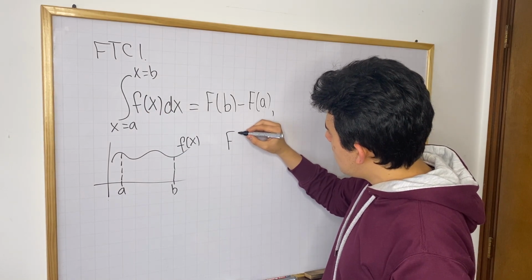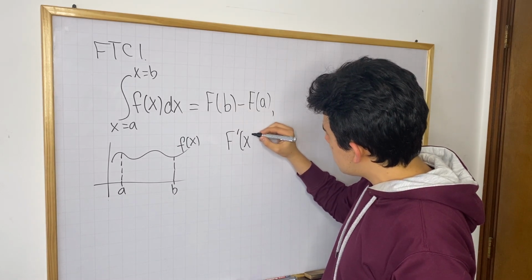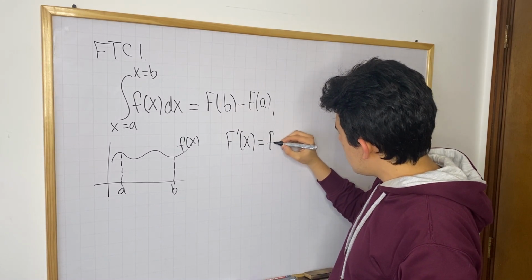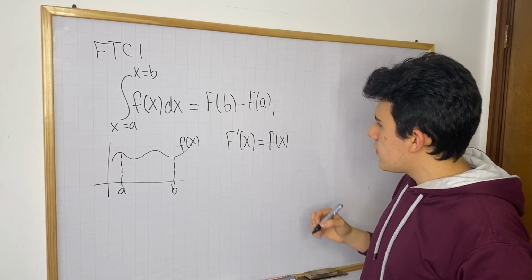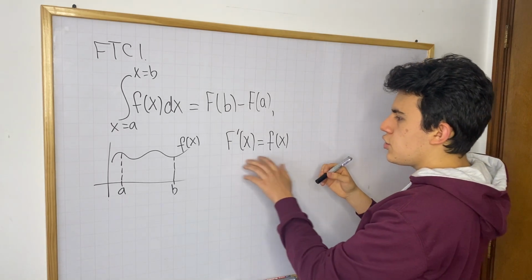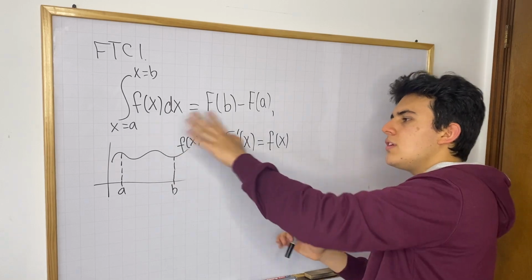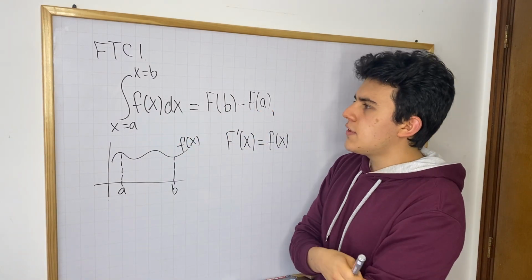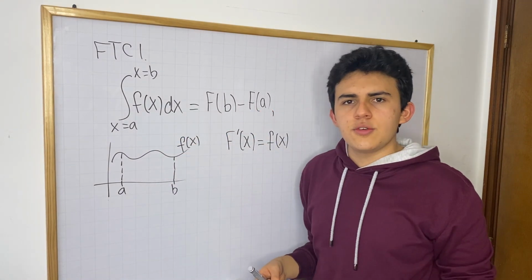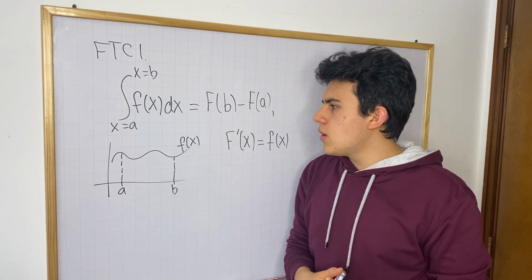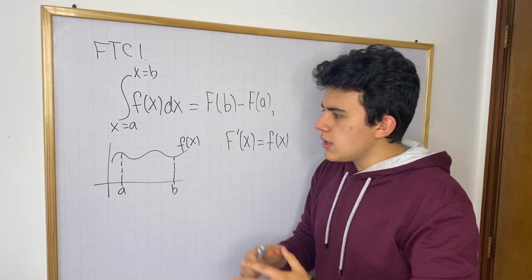If we have big F prime of x, well, we know this is going to be equal to f of x, okay? Small f of x, okay? So this is the relationship between big F and small f. So this is basically the FTC. I'm pretty sure you've seen this integral notation before. It's pretty common, so yeah, I hope this has been easy to grasp.